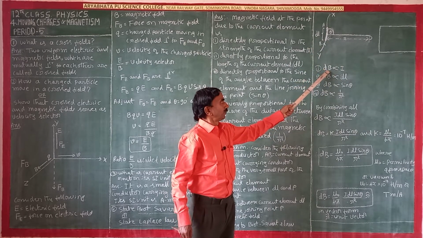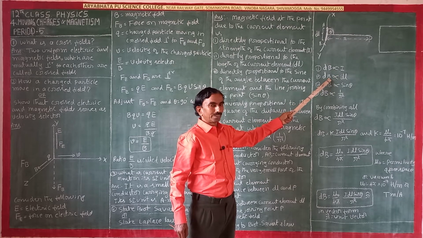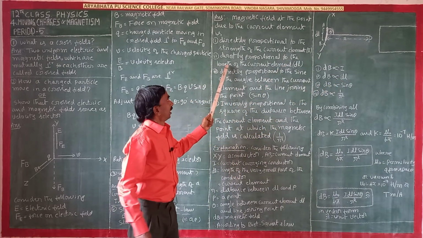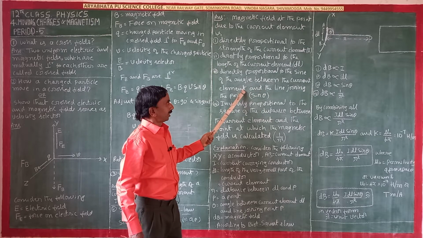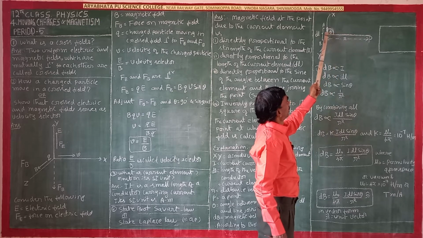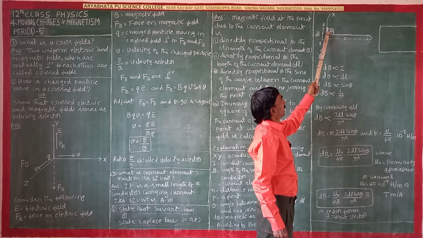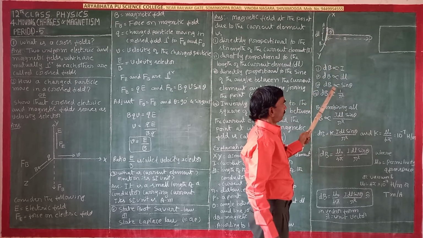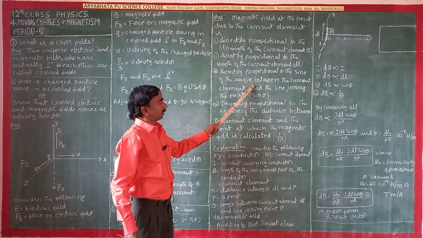So the small magnetic field dB is directly proportional to the strength of the current I, directly proportional to the length of the current element dl, and directly proportional to the sine of the angle theta between the current element and the line joining the point P.